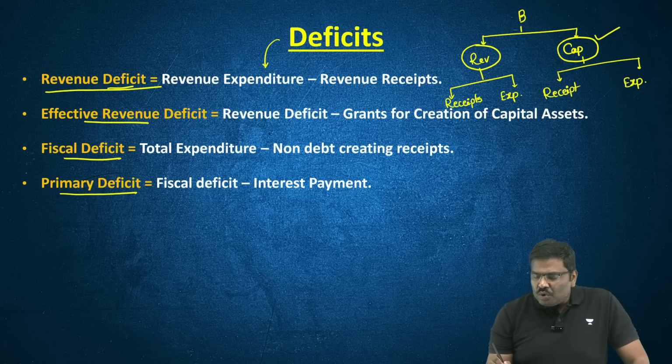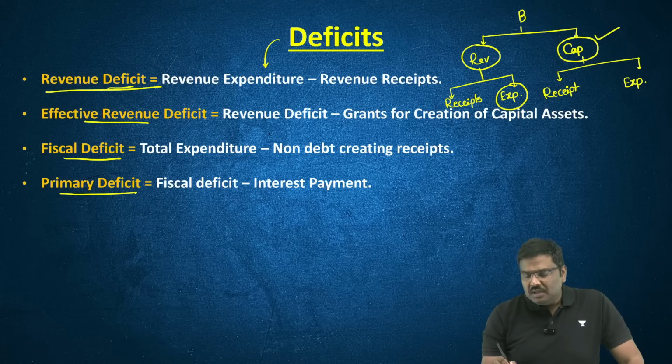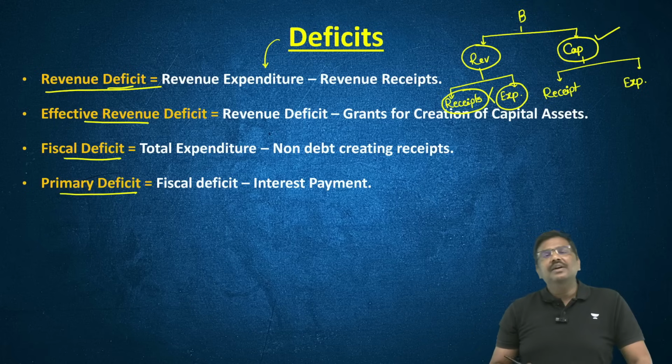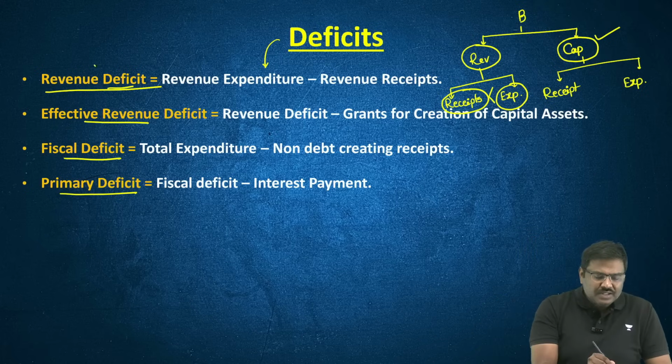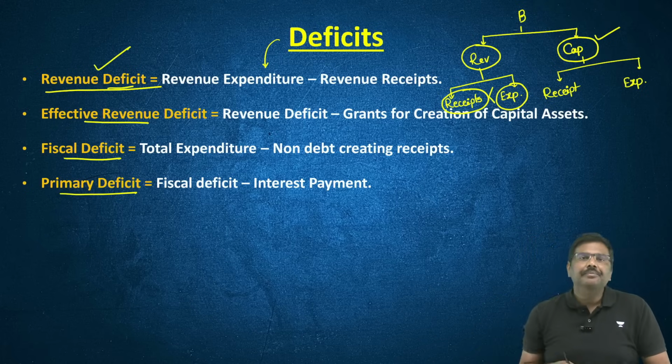You take the sum total of revenue expenditure, right? The total revenue receipts. What is the excess of revenue expenditure compared to revenue receipt? That is called as revenue deficit.